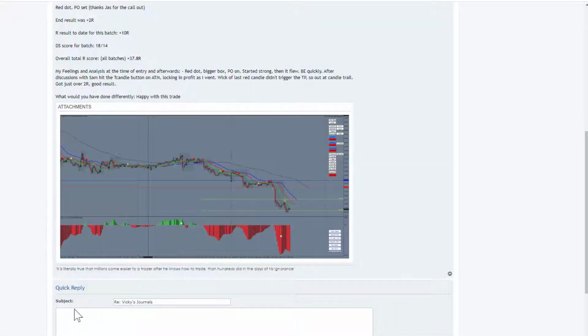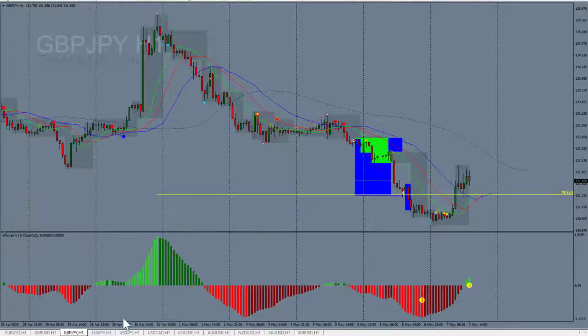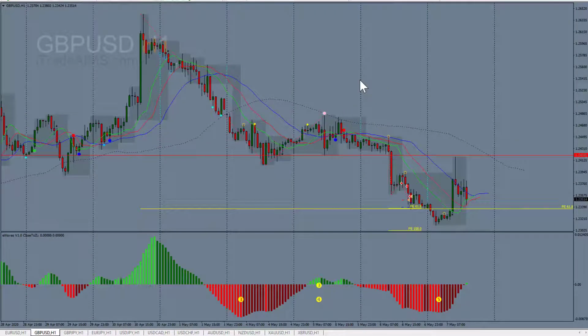Now, I didn't take the M5 chart, but I did this. Let's go to the M5 chart of the pound. Now, I didn't much like the pound dollar setup, but I took the pound yen, so that means I've traded the pound, and that does the trick.